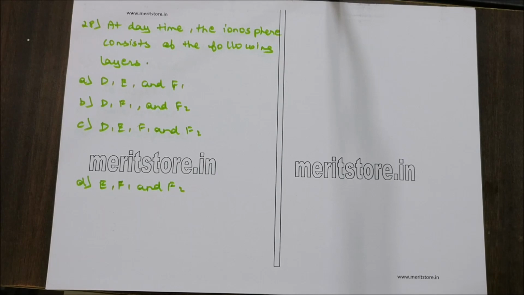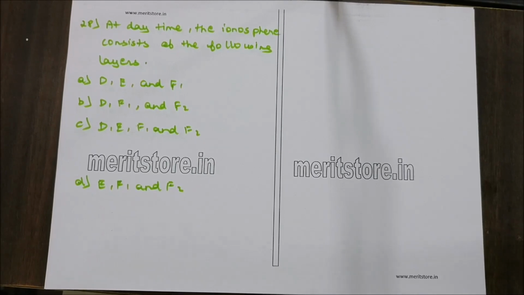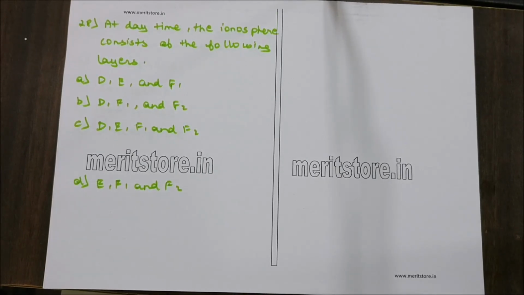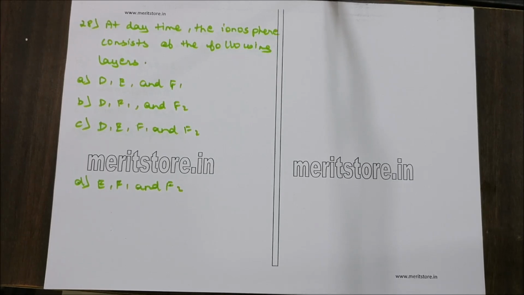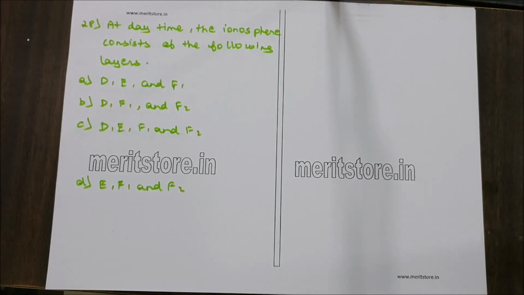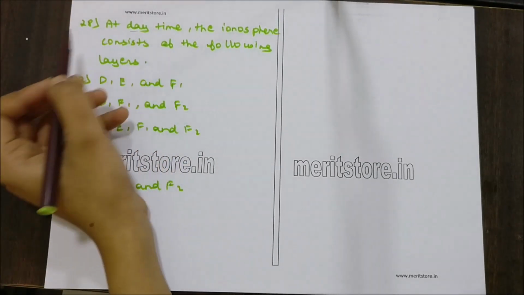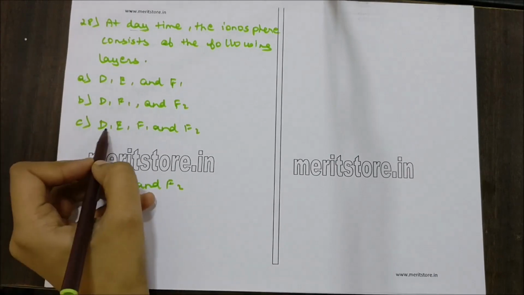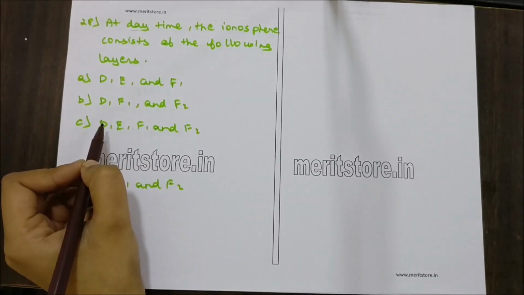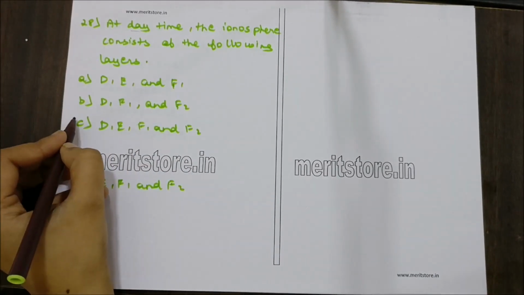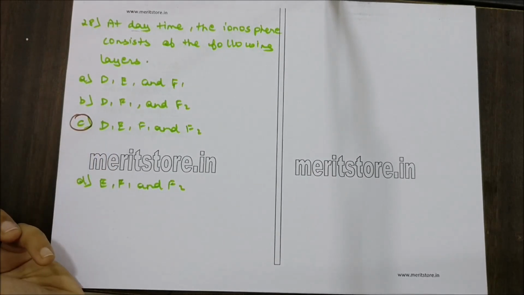28. At daytime, the ionosphere consists of the following layers: A. D, E and F1, B. D, F1 and F2, C. D, E, F1 and F2, D. E, F1 and F2. Over here we are talking about the daytime. In the daytime all the layers are present, therefore D, E, F1 and F2 are all the layers of the ionosphere and all of them will be present. Therefore, option C is the correct answer.